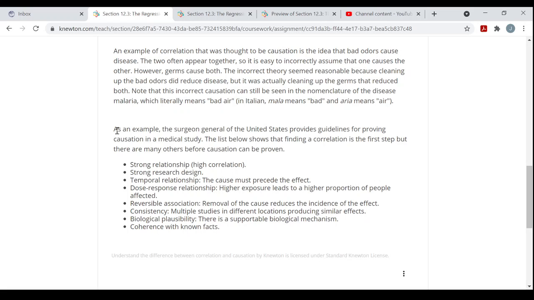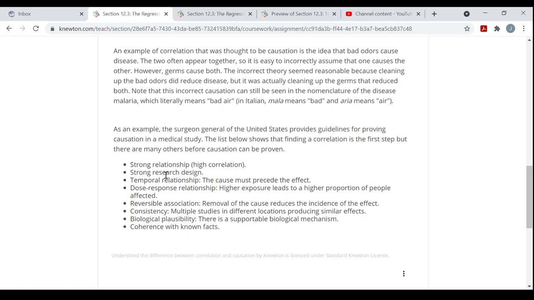So when it comes to showing causation, to actually showing that one event causes another, the Surgeon General of the U.S., and I'm sure other countries, and maybe the World Health Organization, provides guidelines for proving causation in a medical study. The list below shows that finding a correlation is the first step, but there are many others before causation can be proven. Number one, is there a strong relationship between the variables? If so, then there are a lot of other things that need to happen before we can actually say that one caused the other.